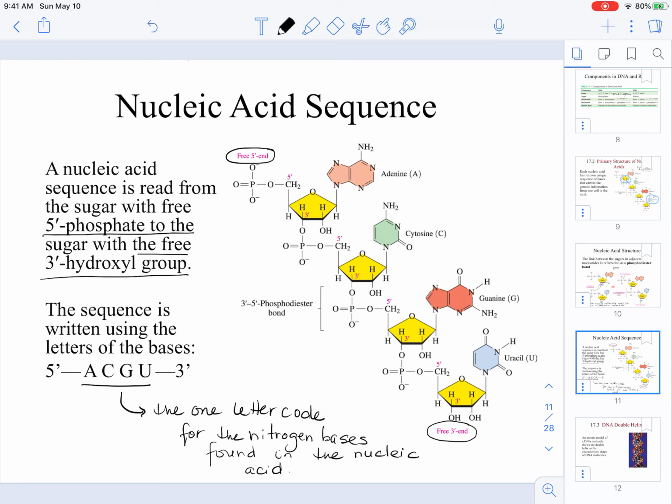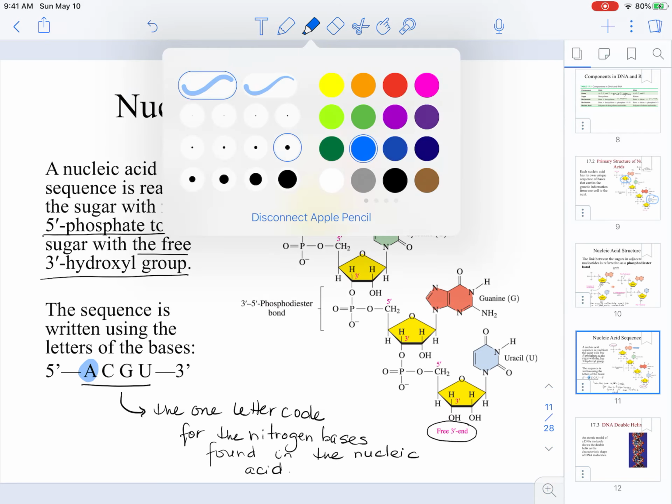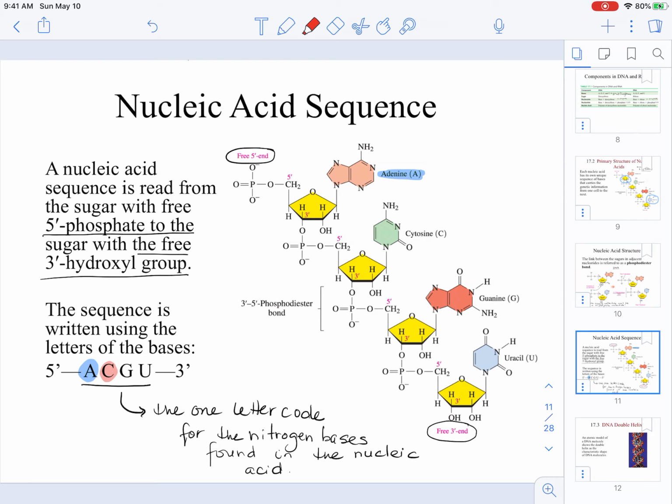As you can see here, this is representing this small segment of RNA that we have in the image on the right side of the slide. The A, I'm just going to highlight them so you can follow. The A that we have here represents the adenine. The C represents the cytosine. The G represents the guanine. And the U is representing the uracil in the structure.